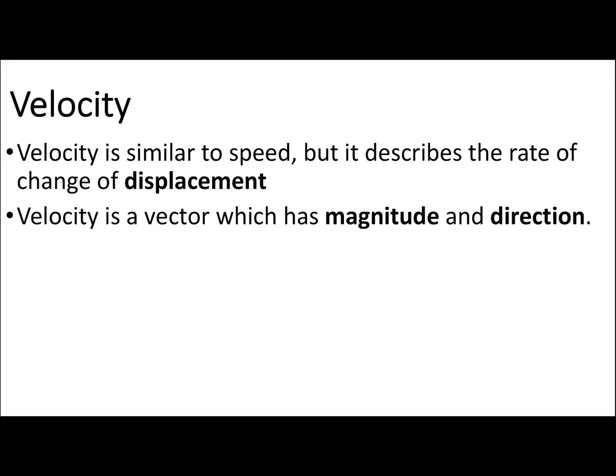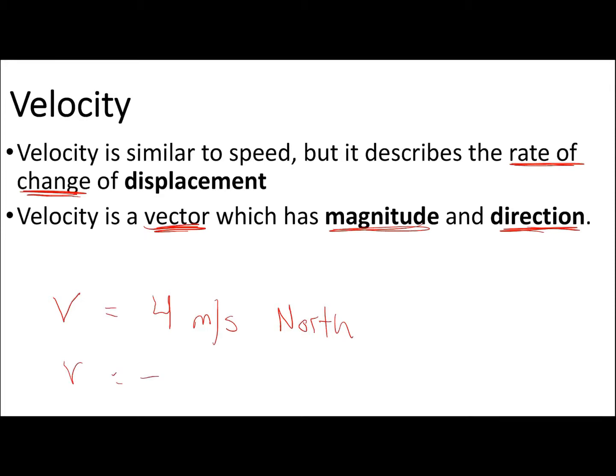Velocity is very similar to speed, but it describes the rate of change of displacement. Rate of change is going to be a term we see often. It is a vector because displacement is a vector, meaning it has magnitude and direction. So an example of a velocity might be 4 meters per second north. Or how about a velocity of negative 2 miles per hour.